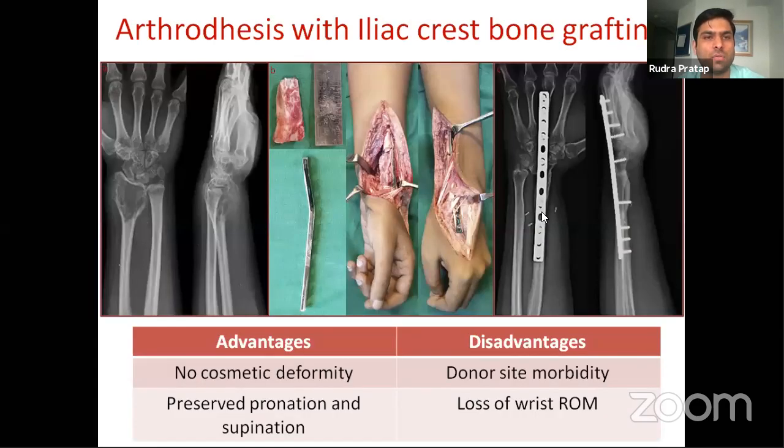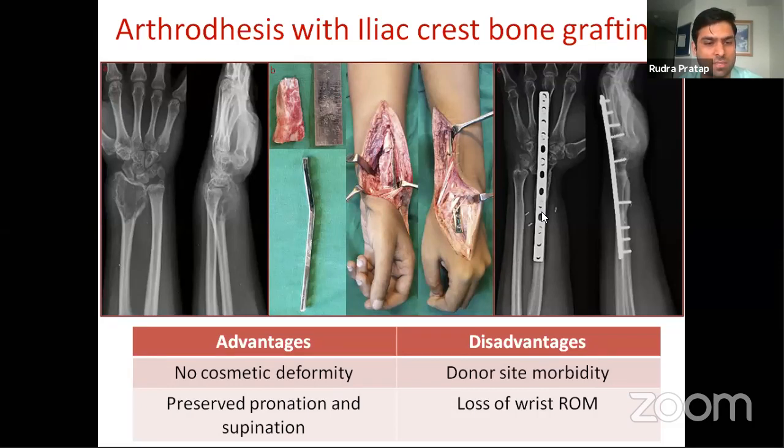So first of all, we will be discussing the arthrodesis of the wrist joint with the help of iliac bone graft. If the defect is around 4 to 5 centimeters, then an iliac crest is harvested and shaped according to the defect. This graft is then used to fill up the defect, and the wrist joint is arthrodesed in about 10 to 15 degrees of dorsiflexion with the help of a plate.